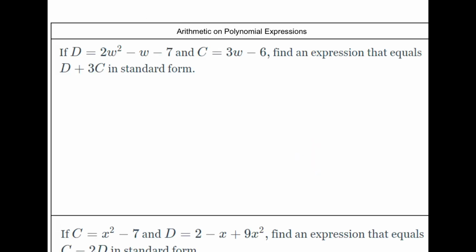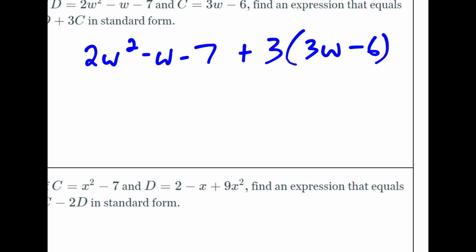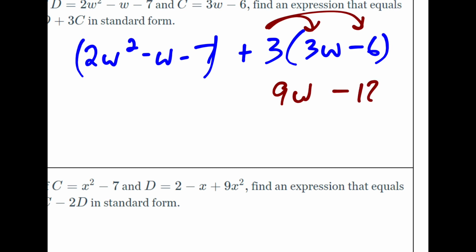We also have some problems like this on the quiz, but it's written out usually like this: 2w squared minus w minus 7 plus 3 times 3w minus 6. When we did that in Delta Math, it was given in words, but on the quiz it'll look more like this. And you'll see parentheses. And the first step is to distribute what's in front of the parentheses. Here this would make for 9w minus 18.